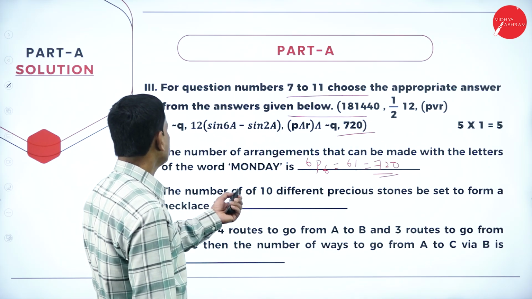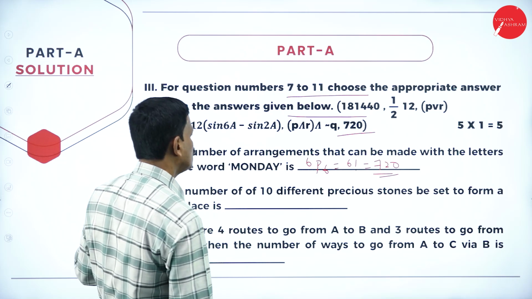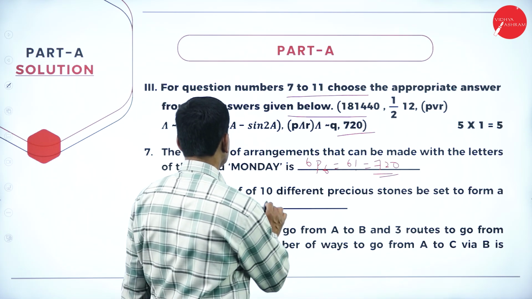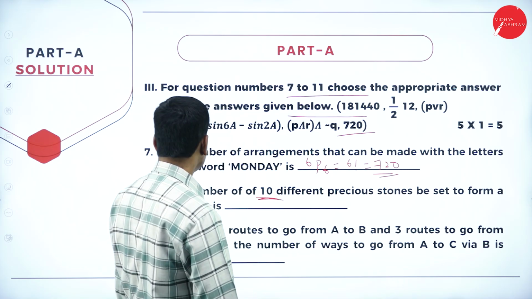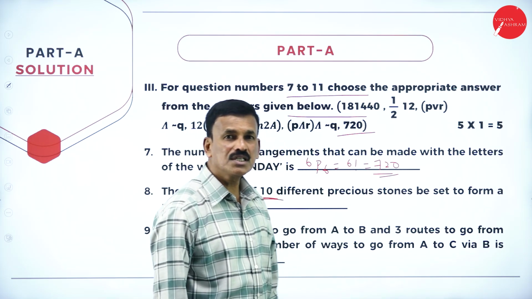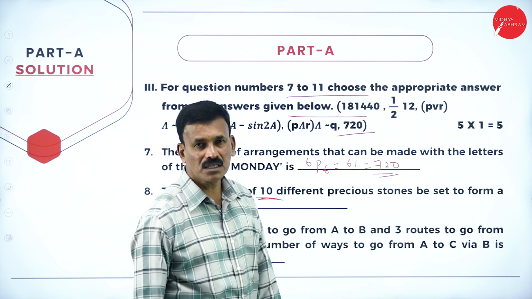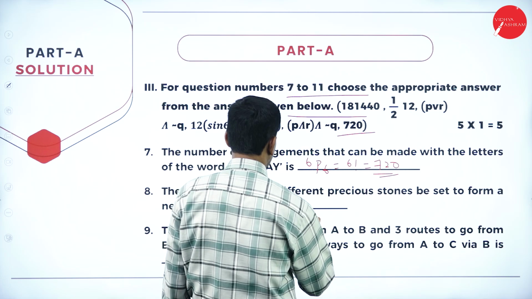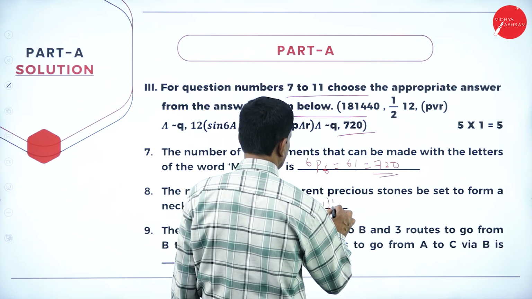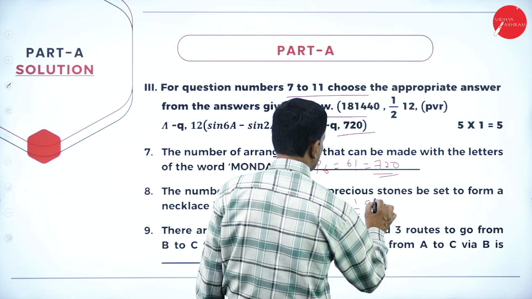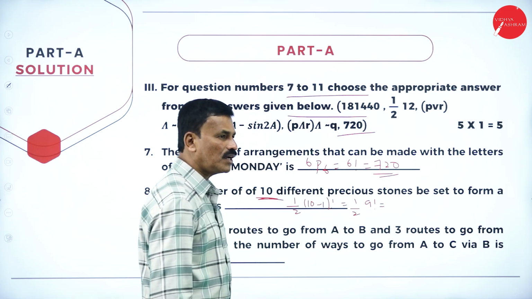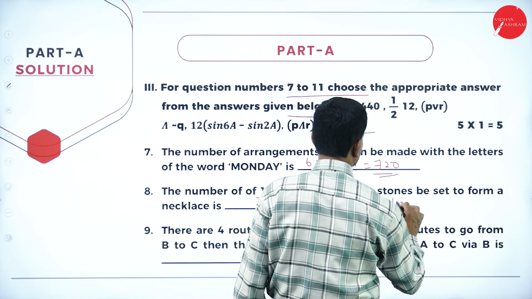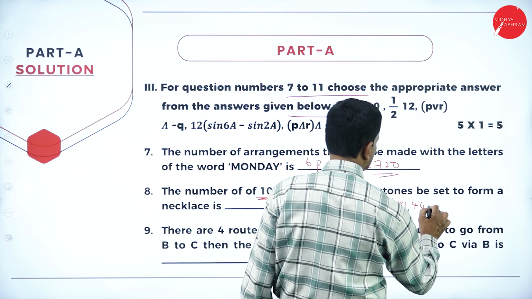Next, the number of ways 10 different precious stones can be set in a necklace is. So here there is no distinction between clockwise and anti-clockwise. So therefore the number of arrangements is nothing but half of 10 minus 1 factorial, that is half of 9 factorial. Half of 9 factorial is equal to 1,81,440.